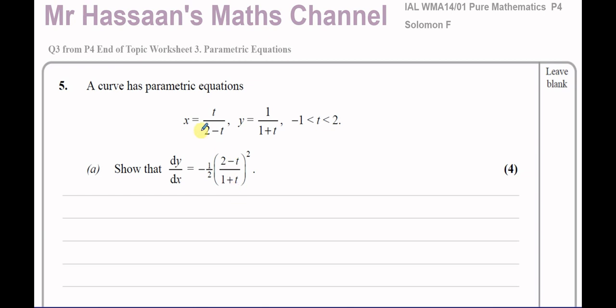So basically we've got this equation in parametric form, and we've got to find what dy/dx is. However, we've got to find dy/dx in terms of t. So we have to use what's called the chain rule in order to achieve this.